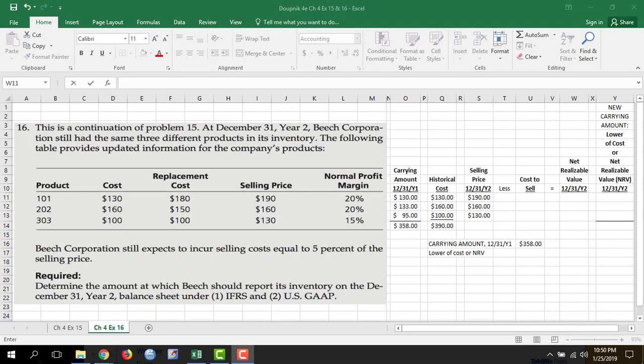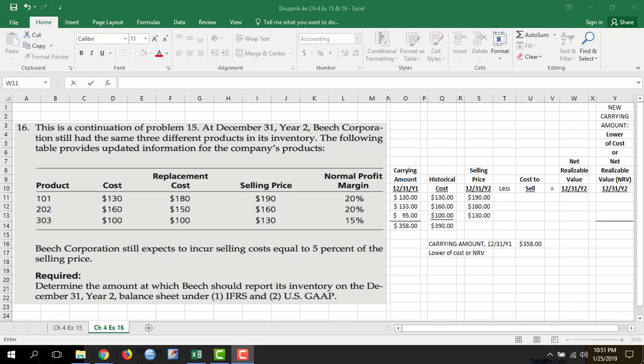I will now demonstrate exercise 16 from the Dupnik and Pereira textbook, chapter 4, which is a continuation of exercise 15. Now we're at the end of year 2, and Beach Corporation still has the same 3 different products in its inventory. We have updated information as to the selling price for the 3 products, and Beach Corporation still expects to incur selling costs that are equal to 5% of the selling price. What will be the carrying amount of the inventory at the end of year 2?